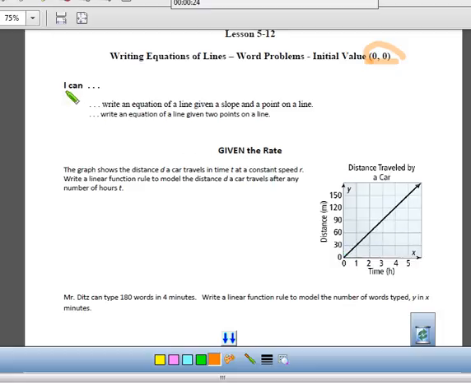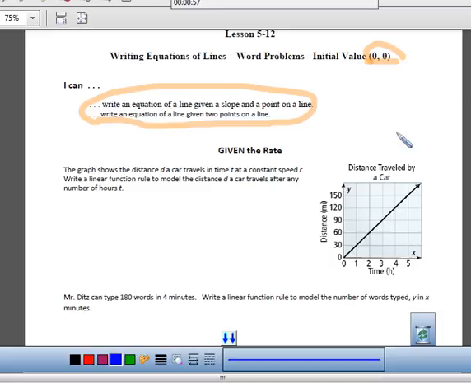So, our learning targets, there are two of them: write an equation of a line given slope and a point on the line, and write an equation of a line given 2 points on a line. So, same learning targets as the previous lesson, but we're going to apply them a different way. Remember, we're going to be dealing with word problems, so you may need to use your Bucks skills and strategies here to help you organize your information.